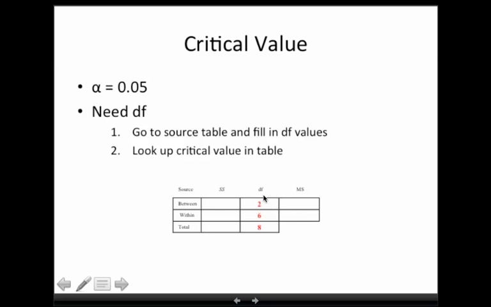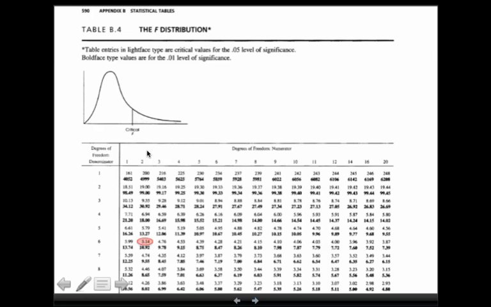So the same thing with your degrees of freedom. The 2 would be associated with the numerator, the 6 would be associated with the denominator. So if you go to your table and you look at degrees of freedom 2, down, all the way down to the 6 degrees of freedom for the denominator.